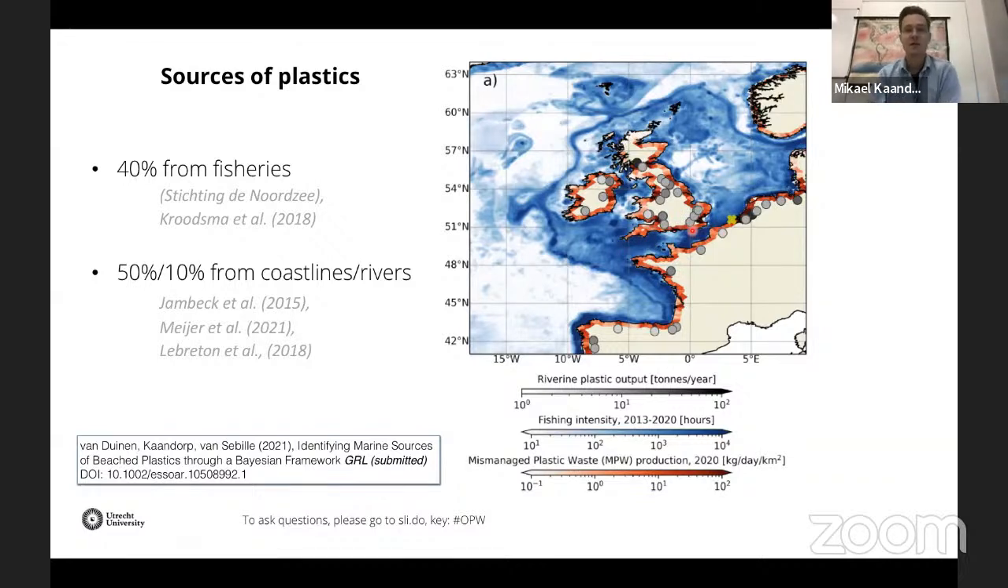If you look at the coastlines, so that's the red areas, and the rivers, so those are the gray dots, we can expect a lot of plastic input from the Netherlands itself. As you can see, for example, we also have the Rhine in this area. And we can also expect plastic input from the coastlines from France, for example, or the UK.